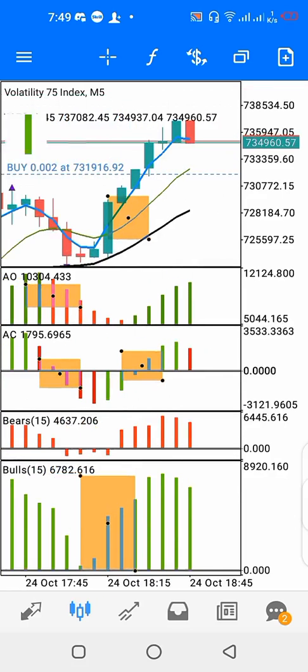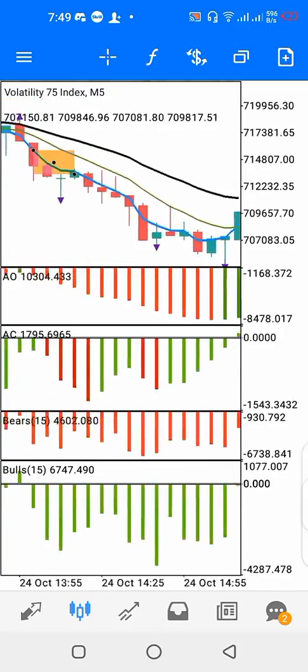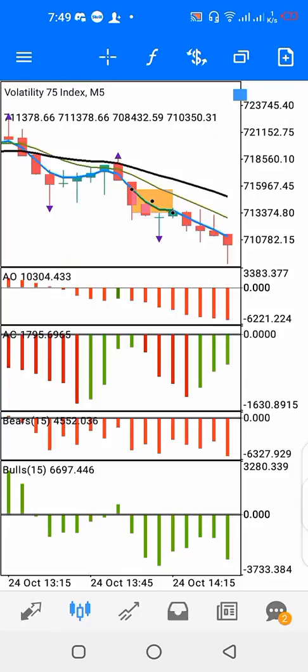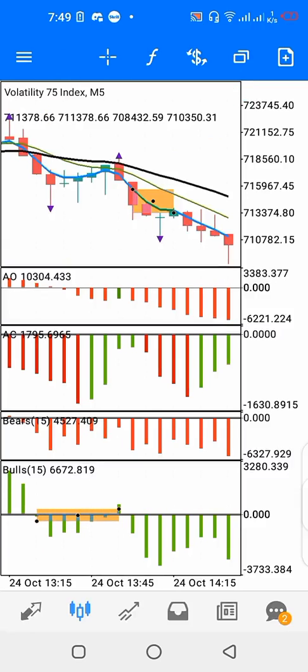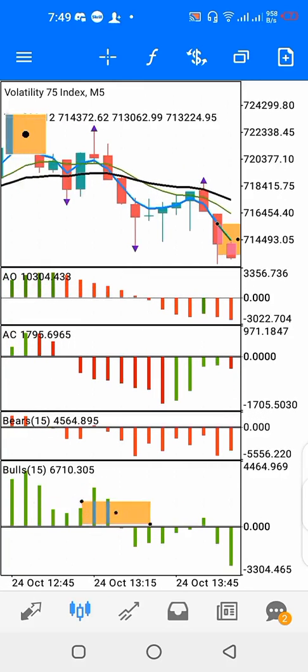Now looking at the Bulls Power indicator. Bulls Power indicator will be used to place a sell trade. What you need to look out for is, are the Bulls Power indicator bars forming below the zero level? If they are forming below the zero level, that is the right time for you to place a sell trade. If they are forming below the zero level, that is the right time to place a sell trade.